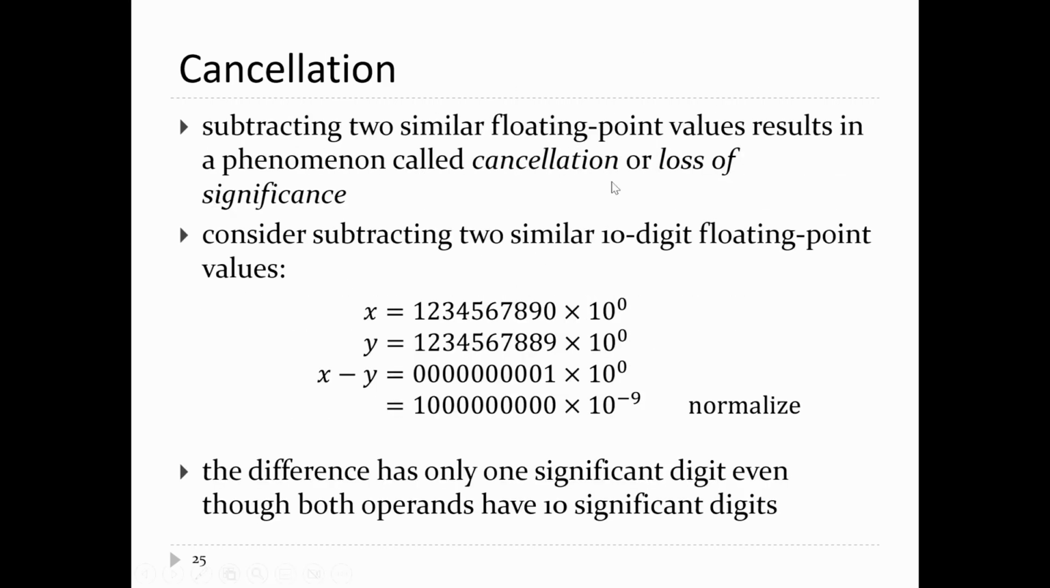So subtraction is weird on the computer. When you take two floating point values and you subtract them, you end up with what's called cancellation or loss of significance. Here I've got 10-digit numbers. We call the digit in the front the most significant digit. Why? Because it's the one that counts the most to the magnitude of the number. That thing there is 1 times 10 to the 10.